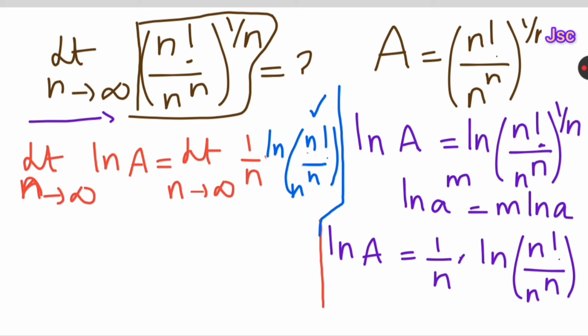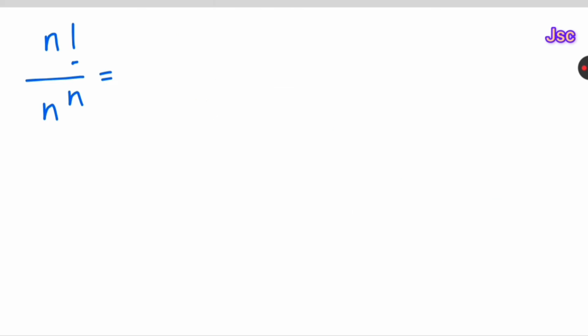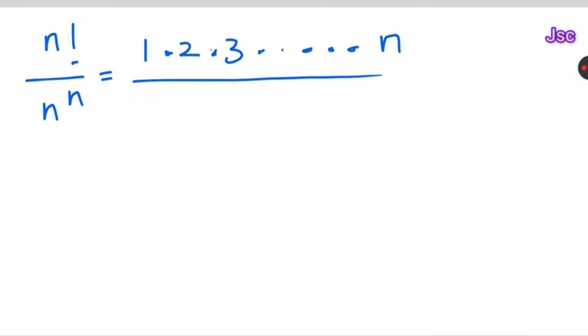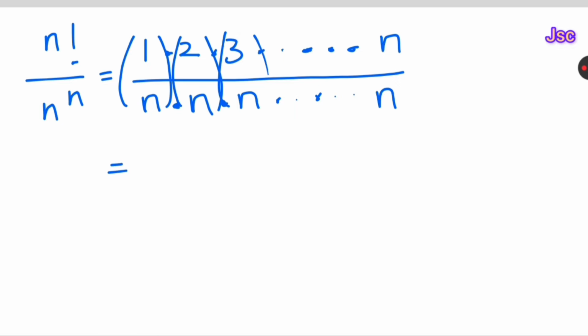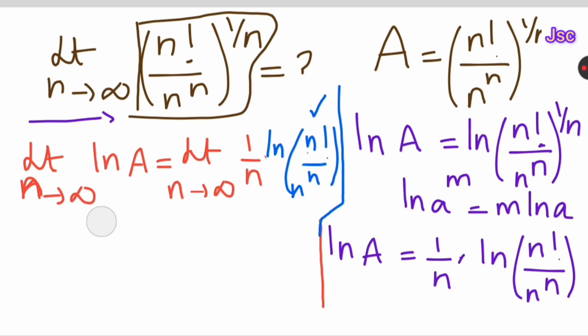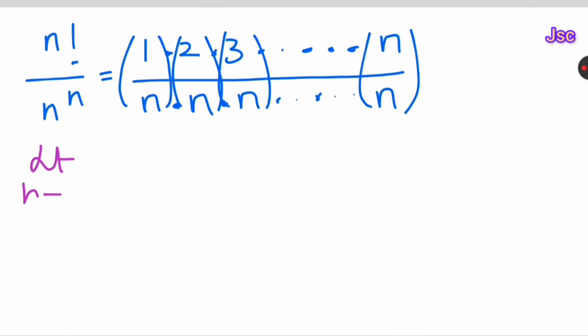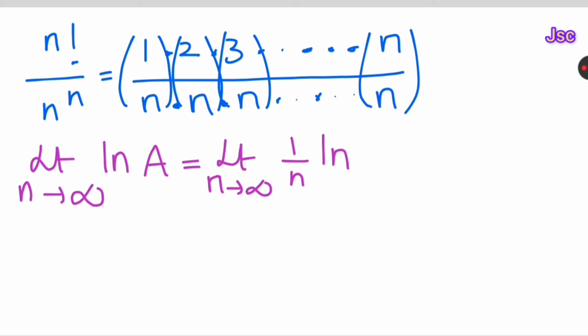Now observe this n factorial over n raised to the power of n term. n factorial is nothing but 1 times 2 times 3 and so on up to n. And n raised to the power of n is nothing but n, we have to multiply n times, isn't it? So we have to write n times and so on n. This we can simply write as 1 over n times 2 over n times 3 over n and so on n over n. So let's take this limit: limit n tends to infinity ln a equals limit n tends to infinity 1 over n ln of 1 over n times 2 over n and so on n over n, isn't it?